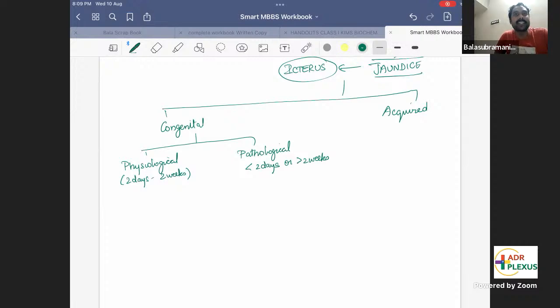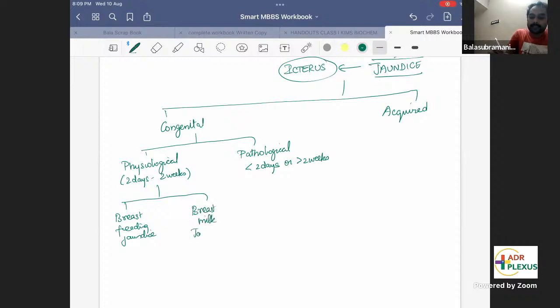Physiological jaundice means the jaundice will settle down on its own. You don't have to worry. But if the jaundice comes in less than 2 days or greater than 2 weeks, then that jaundice is pathological. You need to worry about it because it is going to cause problems for the baby. Now this physiological jaundice is again divided into two types: breastfeeding jaundice and breast milk jaundice.